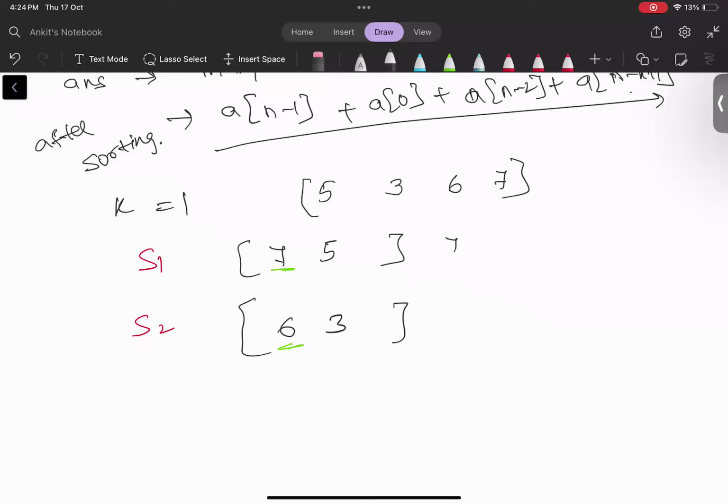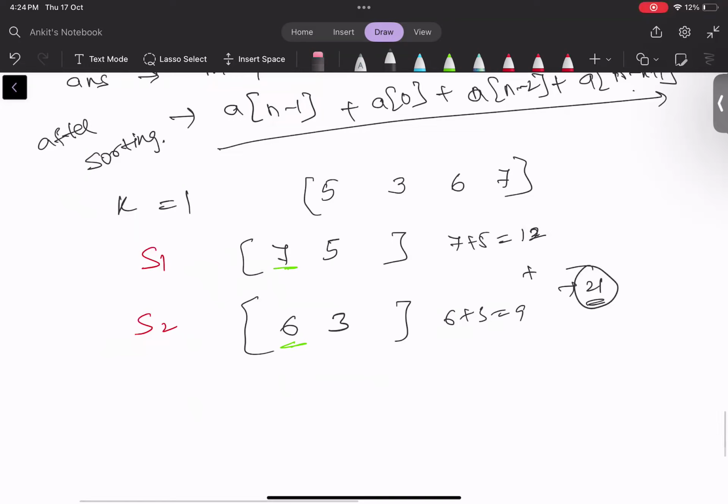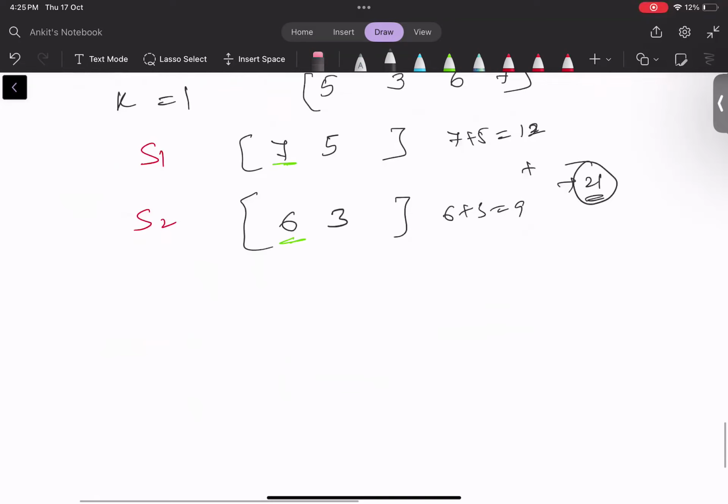7 plus 5 would give us 12, and 6 plus 3 would give us 9. If we add this up, the answer is 21. I'm saying this answer is wrong. Let me prove why it is wrong.